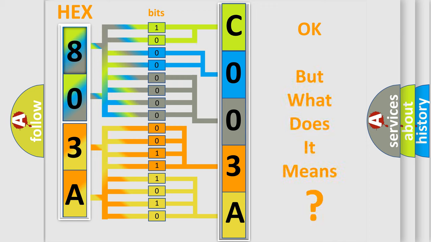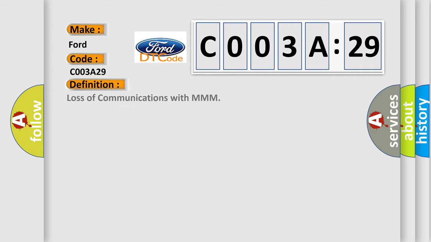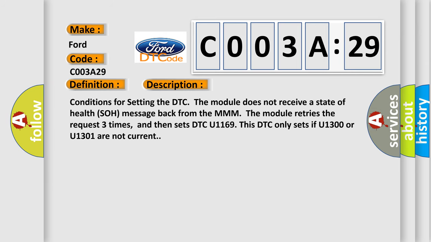The number itself does not make sense to us if we cannot assign information to what it actually expresses. So, what does the Diagnostic Trouble Code C003A-29 mean specifically for Infiniti vehicles? The basic definition is loss of communications with MMM. And now this is a short description of this DTC code.